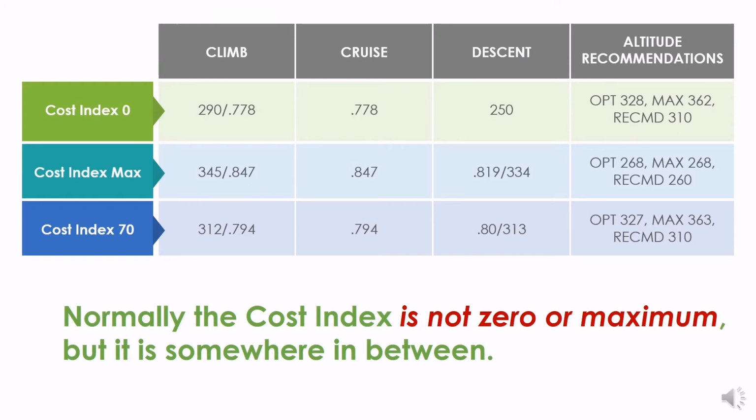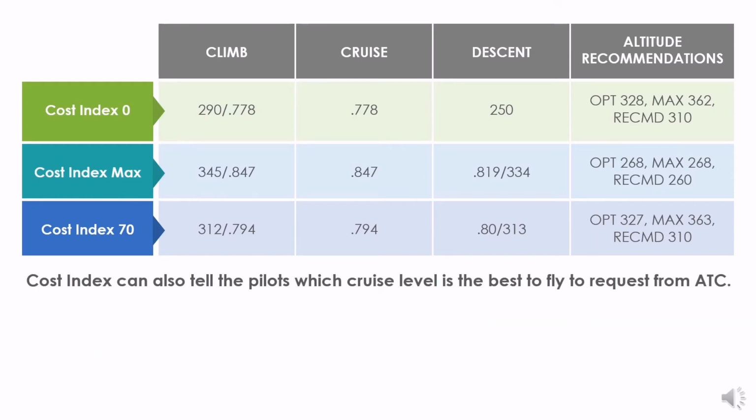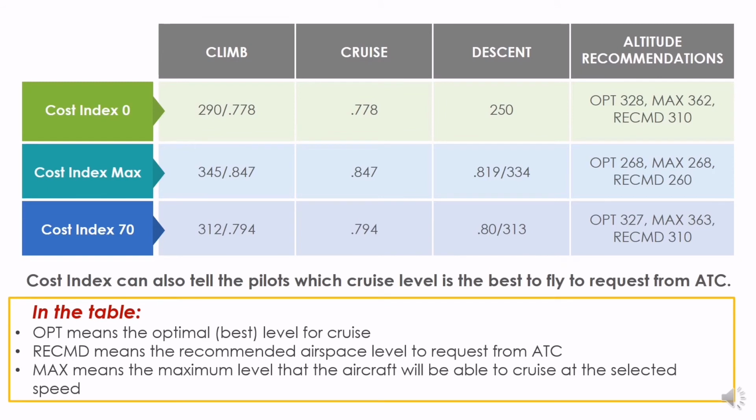This would be the best balance between the fixed costs and the fuel costs. Cost index can also tell the pilots which cruise level is the best to request from ATC. You can see in the table, opt means the optimal best level for cruise. Recommended means the recommended airspace level to request from ATC. Max means the maximum level that the aircraft will be able to cruise at the selected speed.